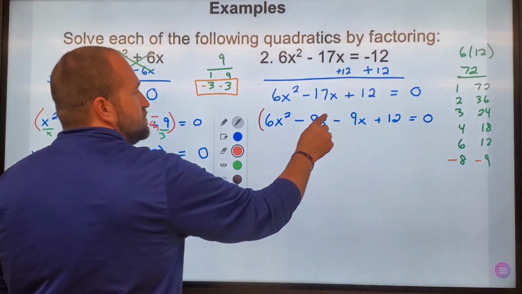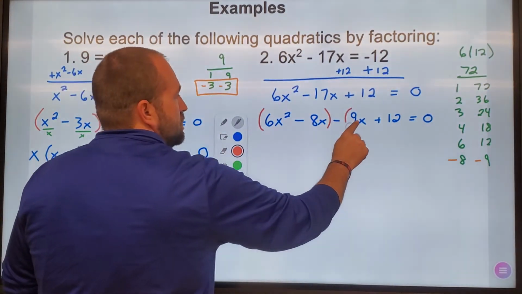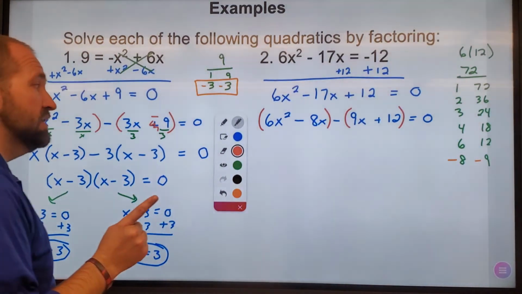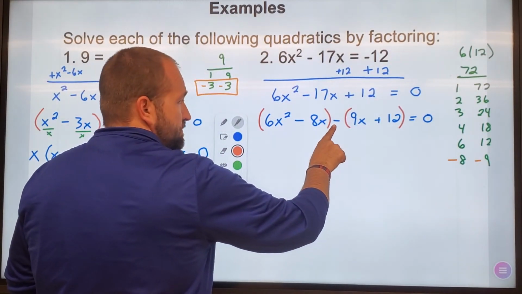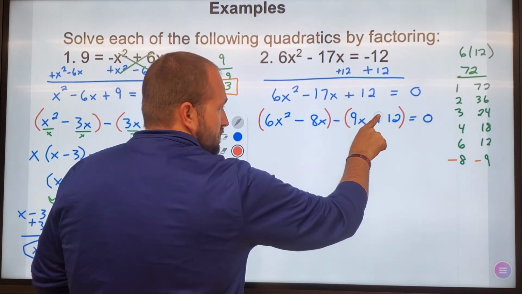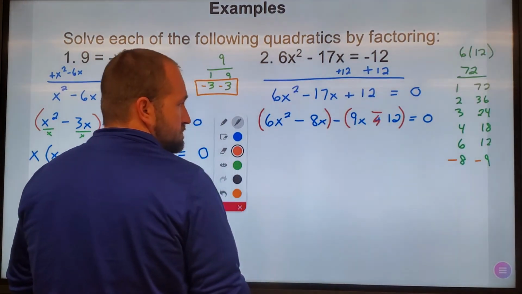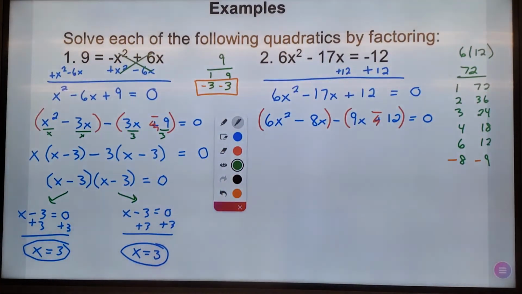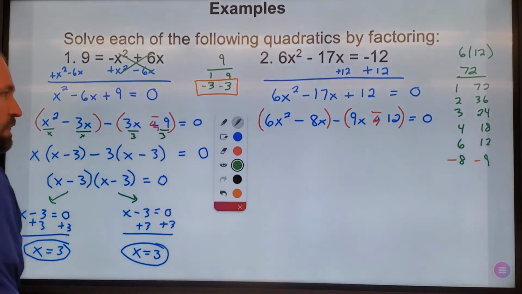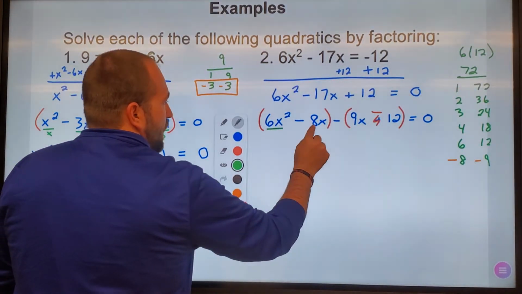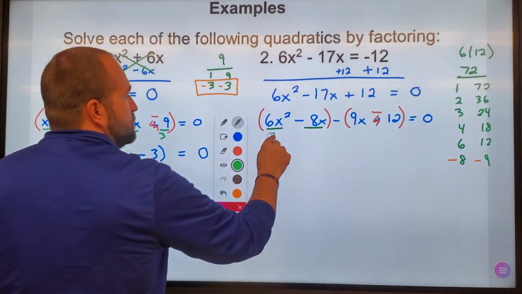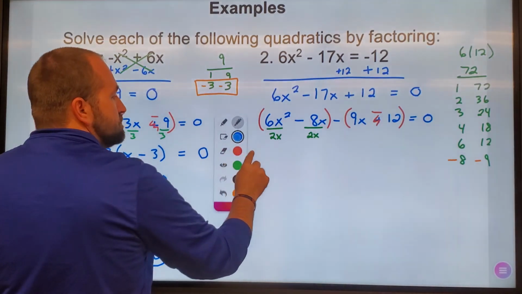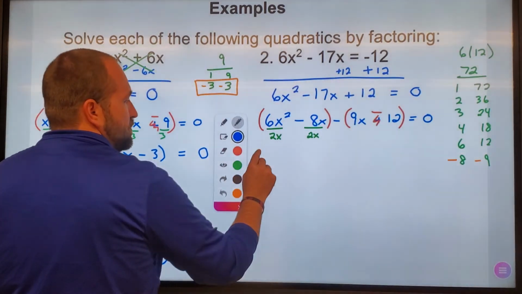Again, now grouping the first two, leave the sign in the middle, group the second two. This time let's remember to change the sign first. So because this is a minus, I'm going to change this sign. And I'm going to look inside each set of parentheses and then find out what I can divide each term by. So 6x squared minus 8x. I can divide both of those at most by 2x.